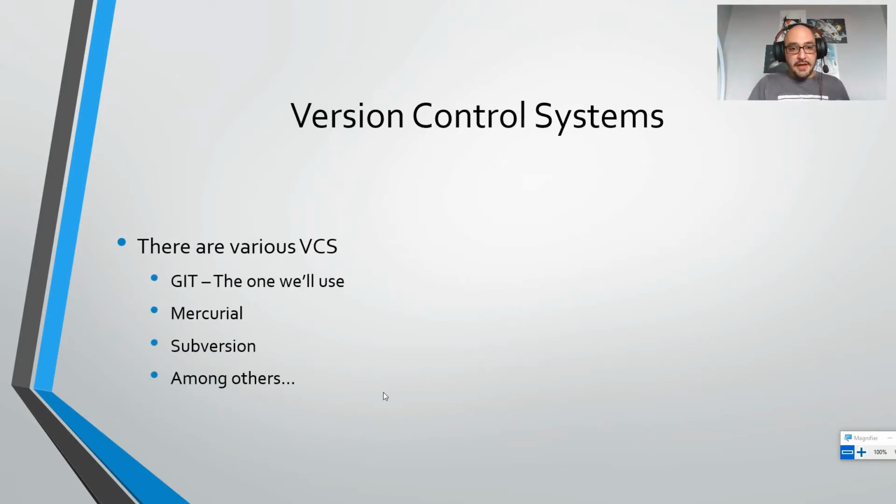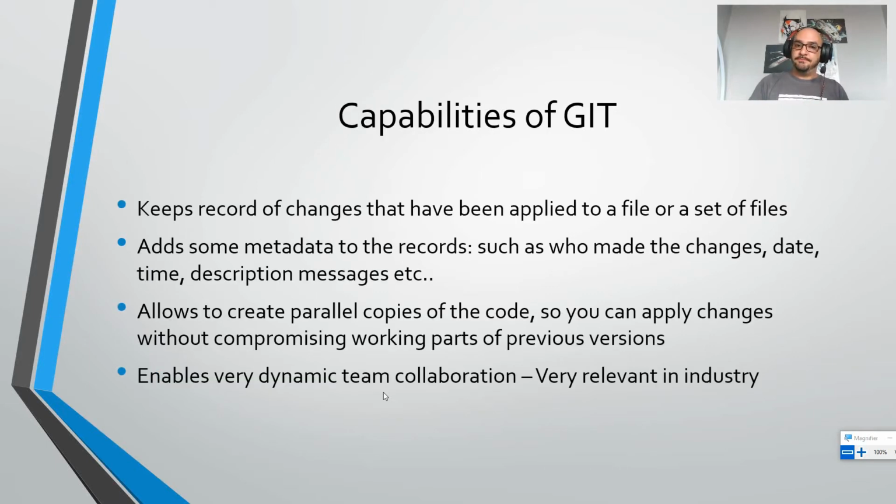Now, there are various types of version control systems. The one that we're going to be using is Git. But there are Mercurial and Subversion as well. So there are other types of version control systems, but Git has become the de facto industry standard. So that's the one that we're going to be talking about.